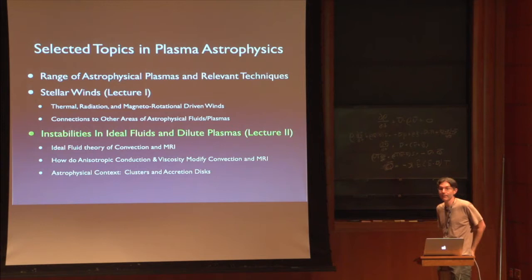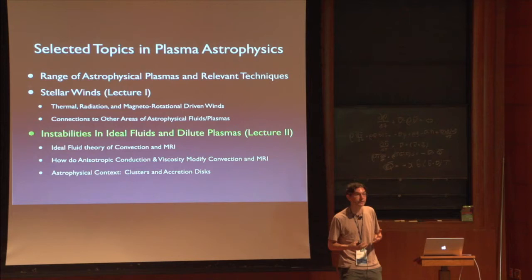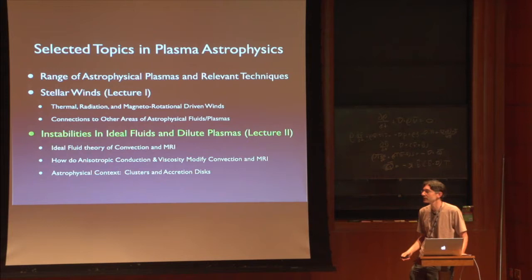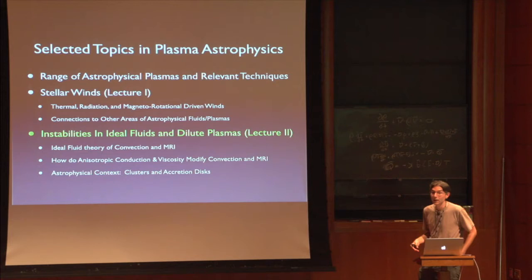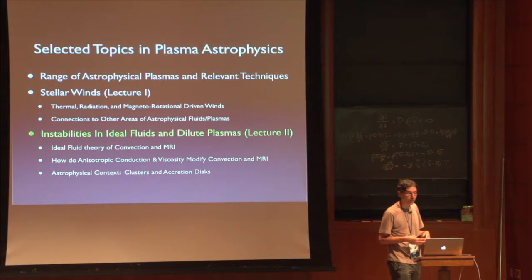Last time I tried to use the topic of outflows from stars to introduce a variety of different physical concepts that show up in a wide range of different problems in astrophysics. The goal today is in some ways similar, but I'm going to use a different set of techniques and a different set of problems. In particular, I'm going to focus on studying certain linear instabilities which show up in a range of different astrophysical contexts.